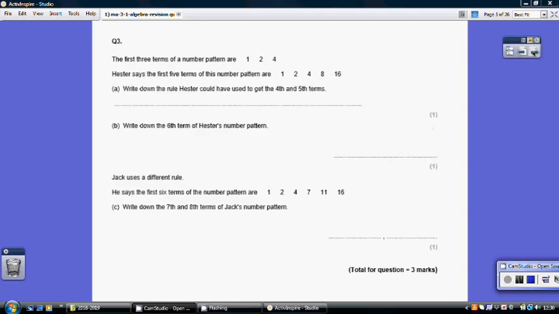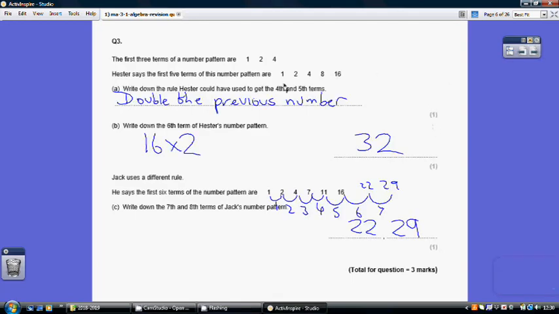Question number 3. So we can see with this pattern here we're just doubling the previous number to get the next number. So write down the 6th term of the pattern, 1, 2, 3, 4, 5, 6. So we need the next term, so we're going to double 16, which is 32.